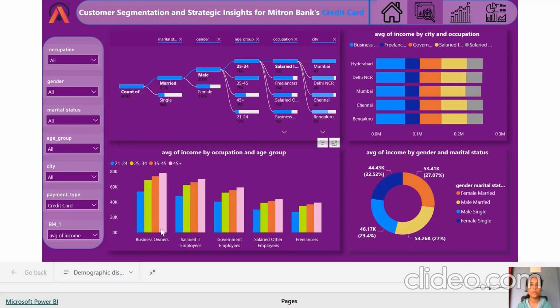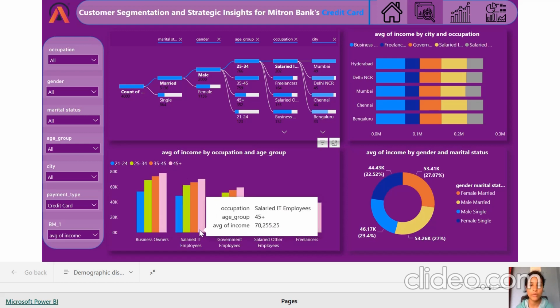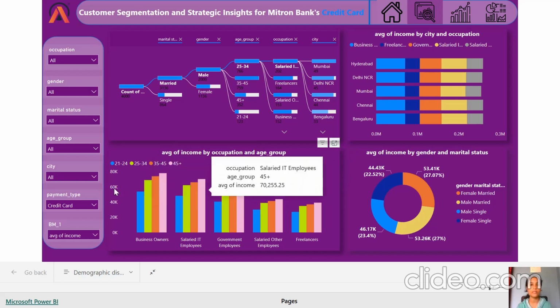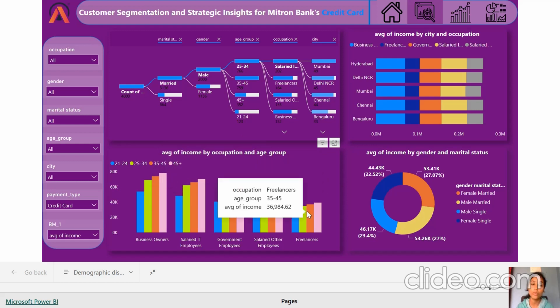If I see this, business owner has a higher average income compared to IT, government employee, salaried and freelancer, in decreasing order. And when I consider a particular occupation, the 45 plus age group has a higher average income compared to 35 to 45, then 25 to 34 is next, and 21 to 24 is the last. This grade is the same for all the occupations. So overall, we can say that the 45 plus age group has a higher average income compared to 35 to 45, 25 to 34, and last is 21 to 24.